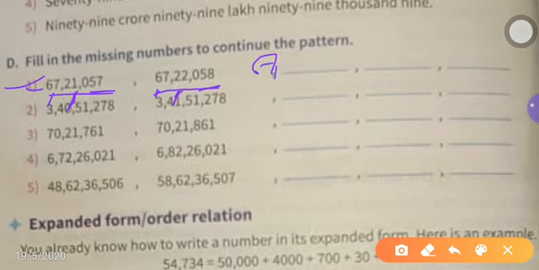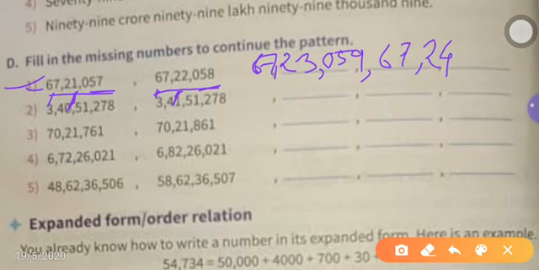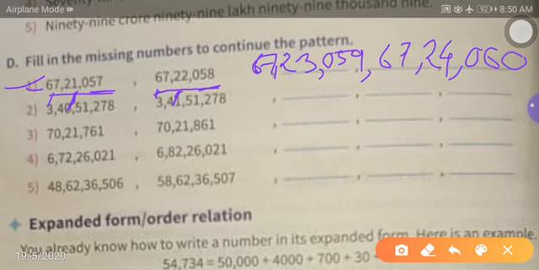67 lakh, here 22,000 becomes 23,000. And after that, here 058: 57, 58, then 59 will come. Next, this is 67 lakh, and the next number is also 67 lakh. After 23,000, what will come? 24,000, and 59. What will come after 59? 60. So 060. This one is the second number.